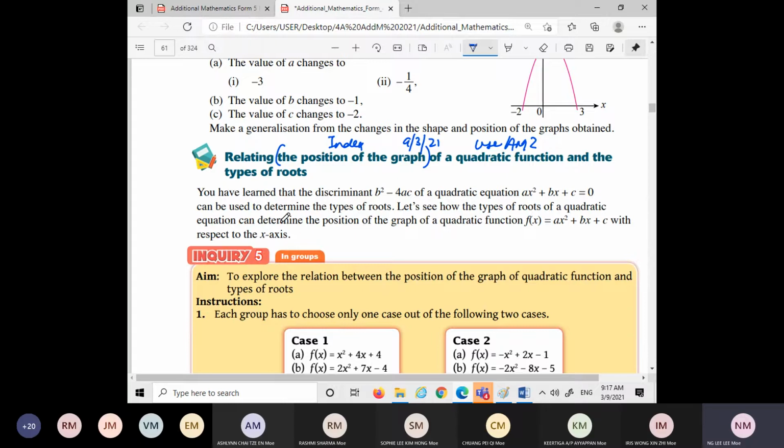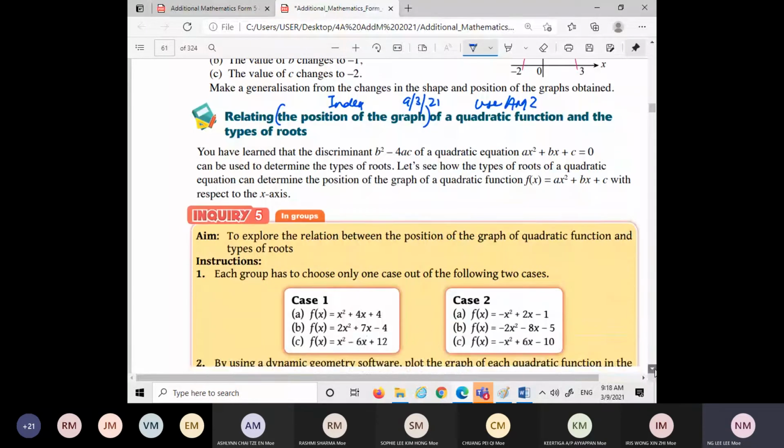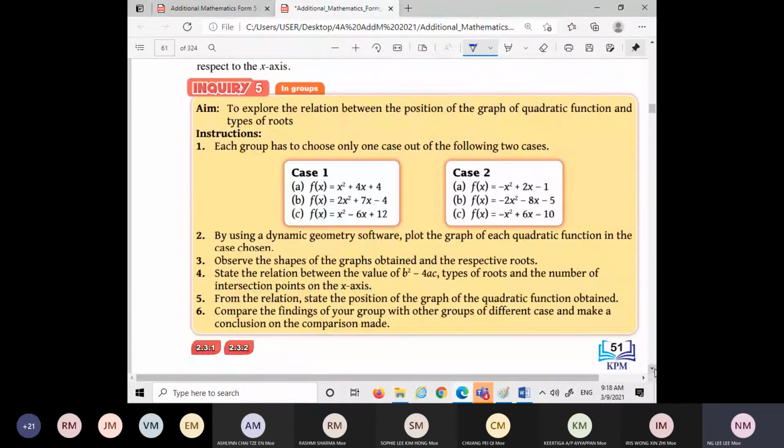We are only interested in where the graph is with respect to the x-axis, meaning whether it is above the x-axis, below the x-axis, or touches the x-axis, and at how many points. We are not interested in the graph with respect to the y-axis or other things. We just want to see the graph with respect to the x-axis only. So we'll go through this activity.